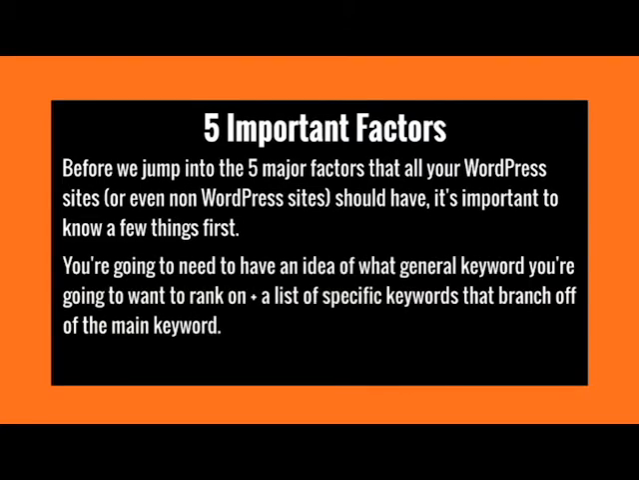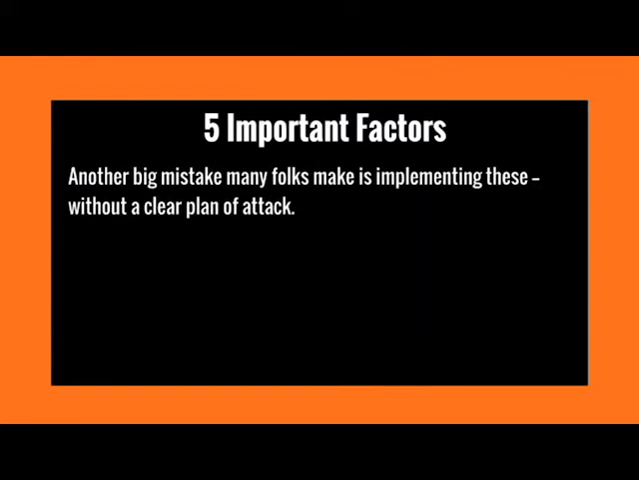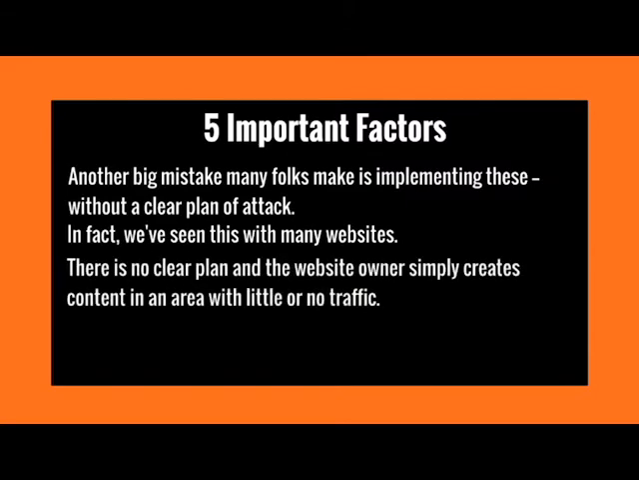The first thing is you need to have a general idea of your main keyword, the one you're going to rank on. And number 2, you need to have a list of specific keywords that branch off of that main keyword. Now, don't worry if you don't have that now, as I'm going to give you step-by-step techniques to help you figure that out. Now, another thing I want to mention here is in general, a lot of people commit this big mistake of implementing these 5 factors without a clear plan of attack. And that's why I'm breaking things down for you and dedicated the whole lesson for it. There's a reason for everything, you know.